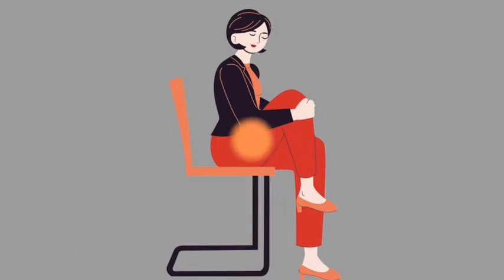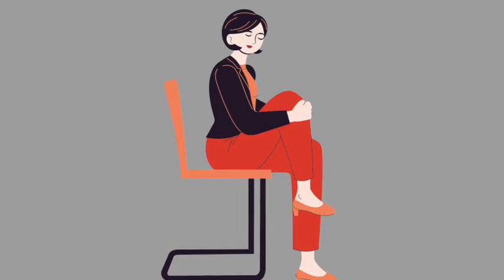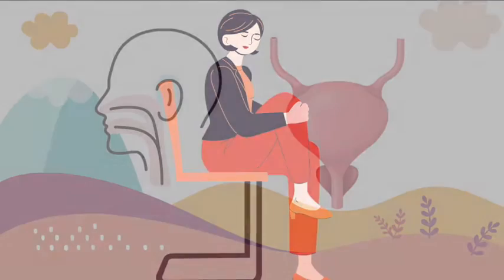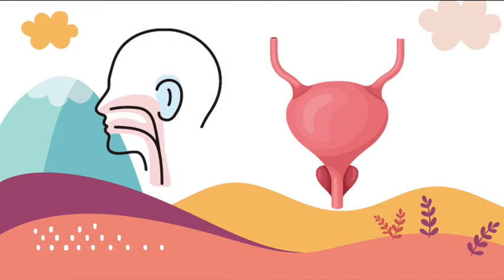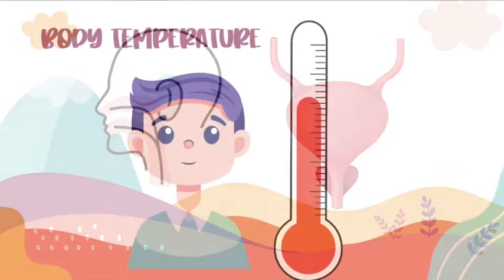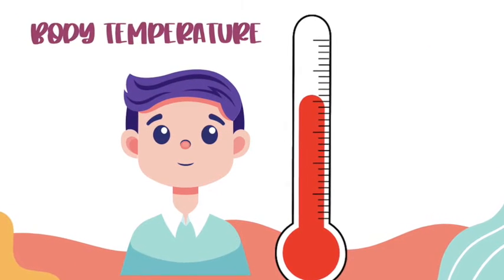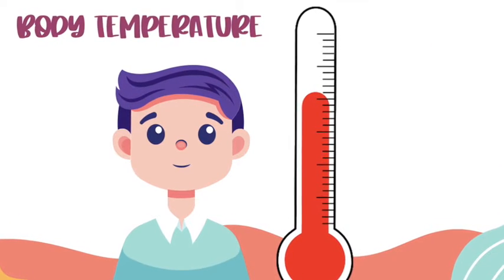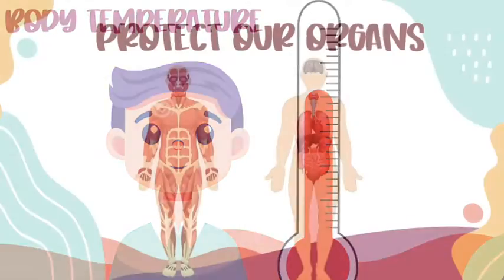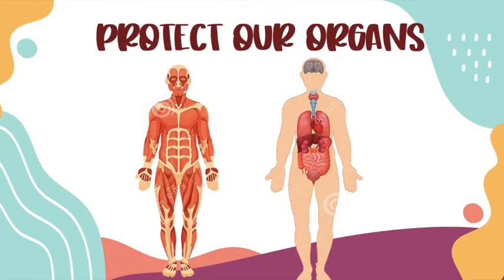Skeletal muscles also maintain the posture in our body. They also form sphincters in the digestive and the urinary tract to allow swallowing and urination. These muscles help us maintain the body temperature by releasing heat as a byproduct of muscle contraction. Skeletal muscles also protect our organs.